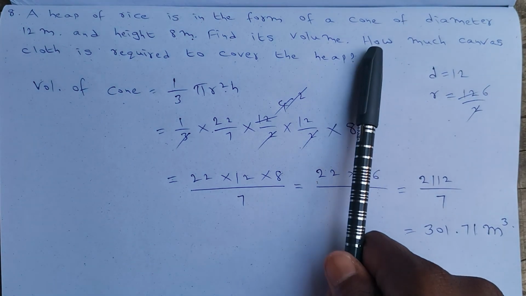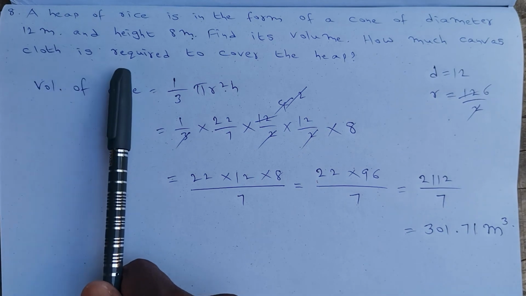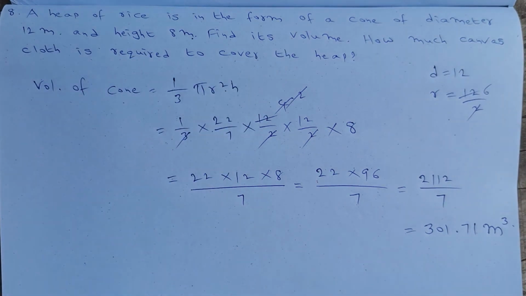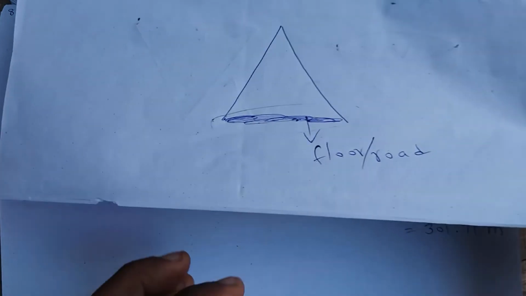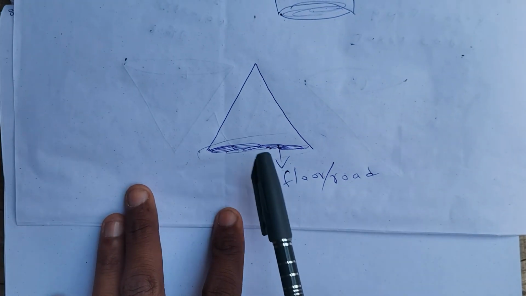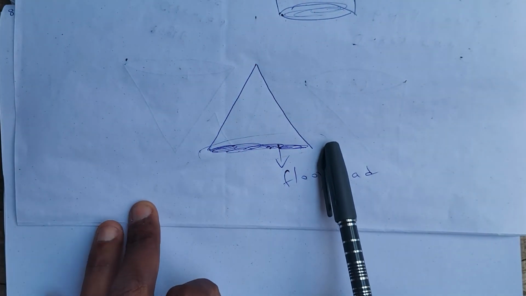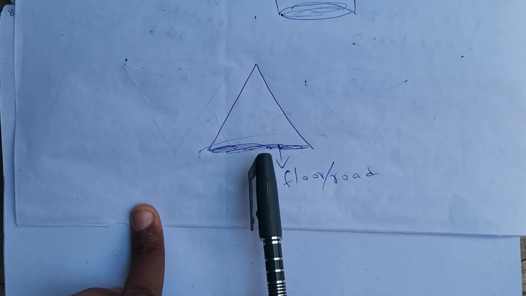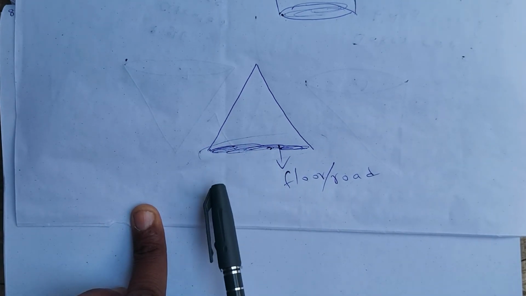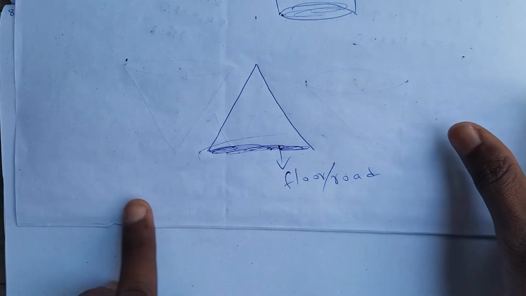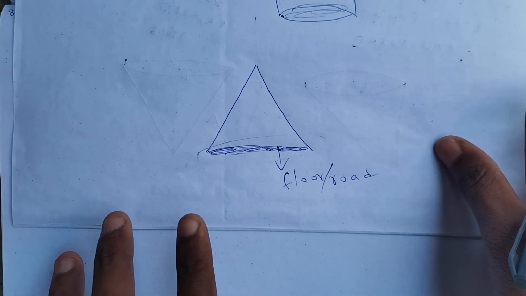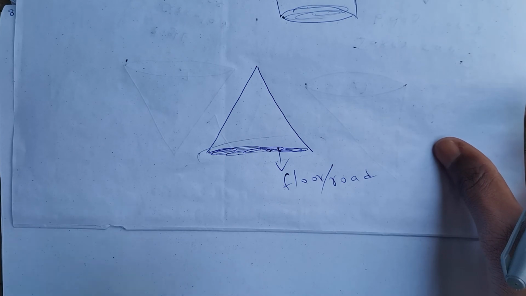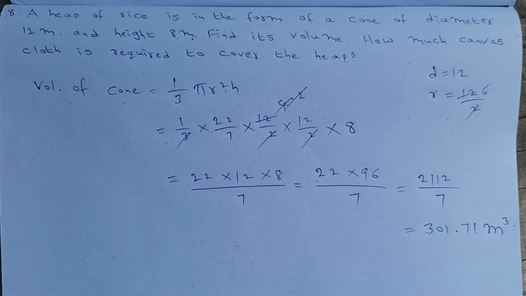Next, then how much canvas cloth is required to cover the heap? So we need to find the area. Which area? Whether curved surface area or total surface area? I clearly mentioned here only. Whenever we are making one heap of rice or any grain, the floor or the base is always opened until and unless he mentioned that the floor is covered with a cover. So in this case he didn't mention, so that's why it is opened. So if it is opened, obviously we are going to find curved surface area.